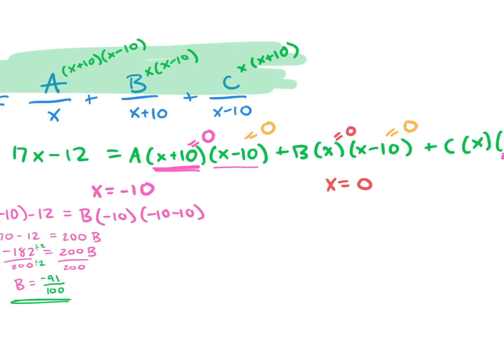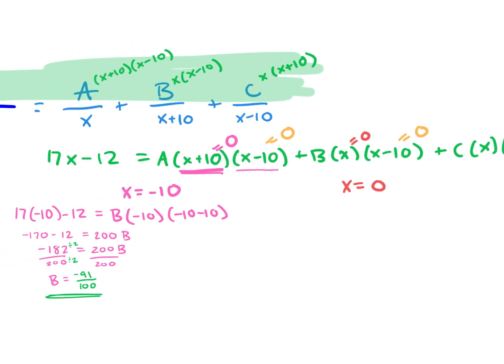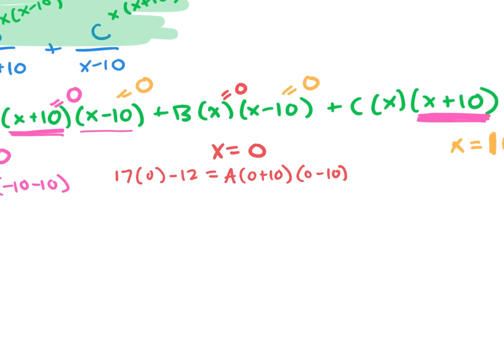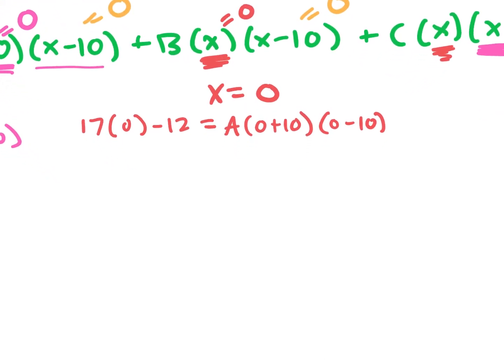So next I'm going to plug in 0. So I plug in 0 into all of my x's. So I have 17 times 0 minus 12 is equal to a times 0 plus 10 times 0 minus 10. What happens when I plug in 0 here? B cancels out. And what happens when I plug in 0 here? C cancels out. So I'm just going to save myself the time and not even write them down because I know they're just going to go away.